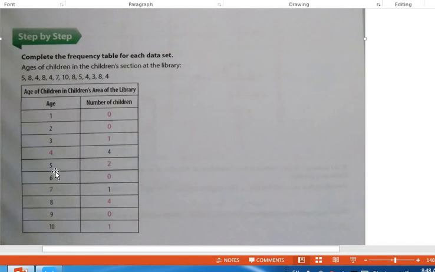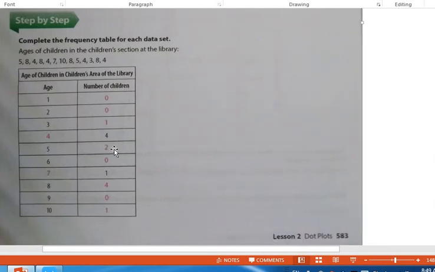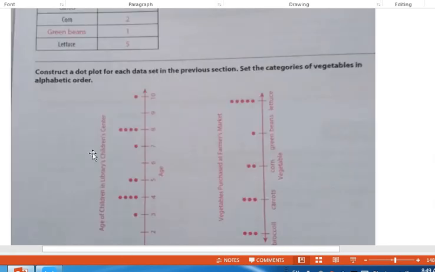So the 5 appeared here how many times? 2 times. Then 6 doesn't appear here. 7, just 1 time. 8, 4 times if you count. 9, no, so it's 0 children. 10, yes, just 1 child. So this is easy now. Okay, moving to the other slide.